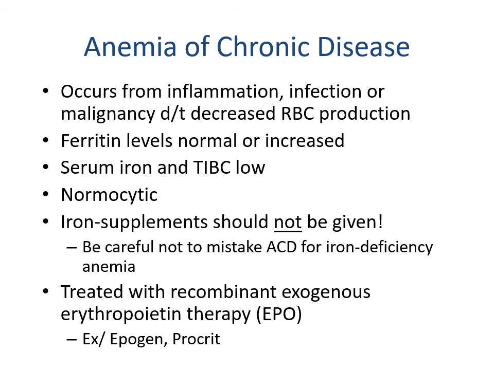And again, this is treated with recombinant exogenous erythropoietin therapy, or EPO. And these are drugs like Epogen and Procrit. And so again, these are drugs that actually cause you to make more blood cells. And so if you've been watching ESPN recently, of course, this is the drug that Lance Armstrong was abusing during his Tour de France runs.